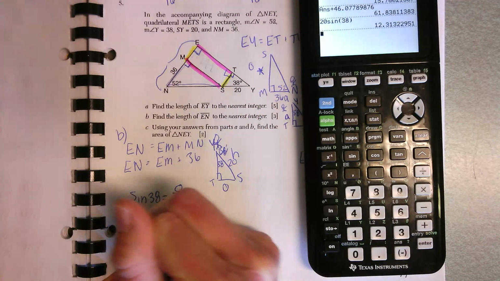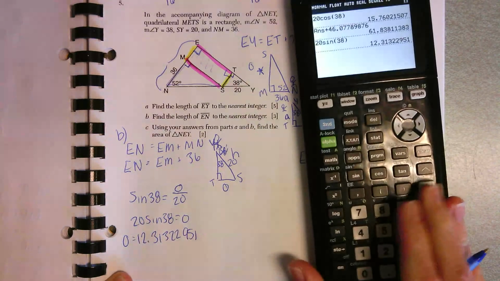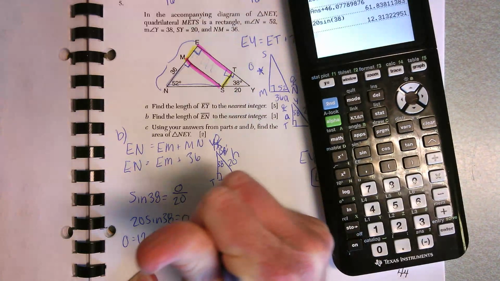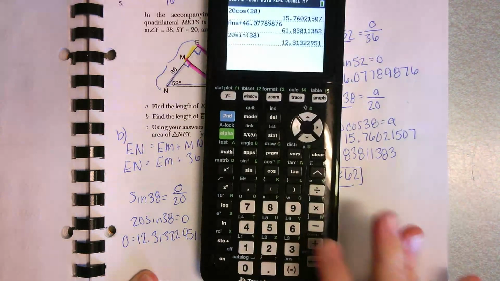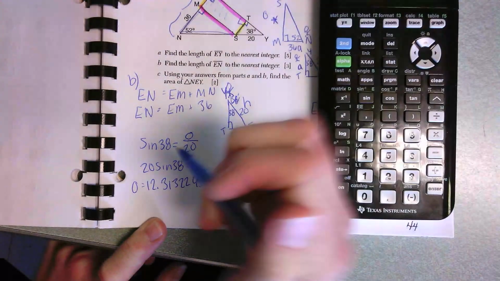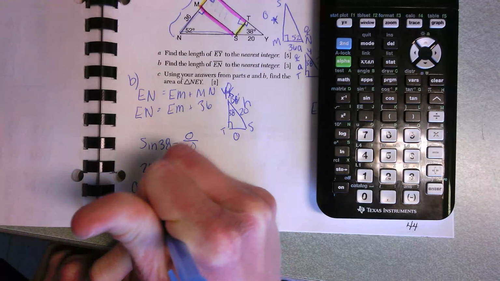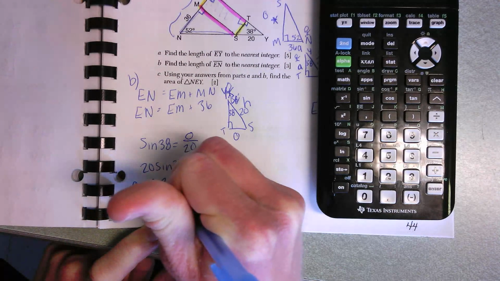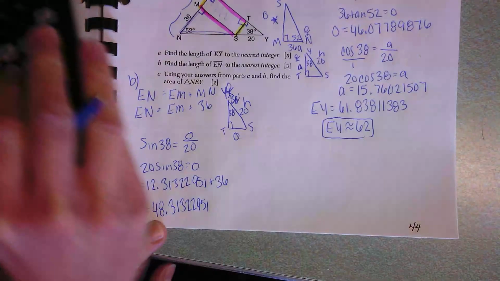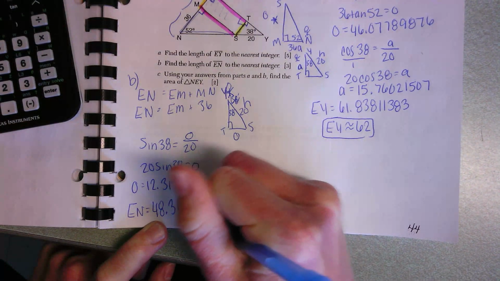You guys are going to round, but please do not round just yet. Now we need to add 36 to it because we want to find the length of EN. So we're going to do plus 36. So the length of EN is going to be equal to 48.31322951. So rounded to the nearest integer, EN is equal to 48.